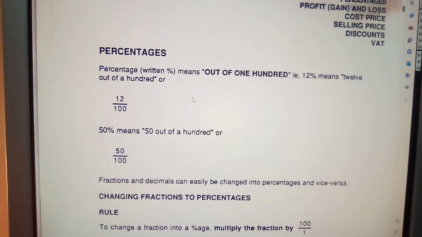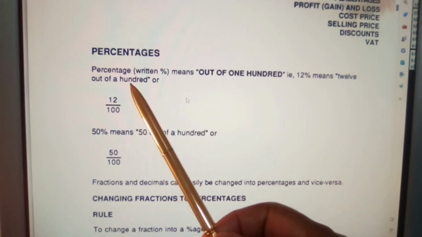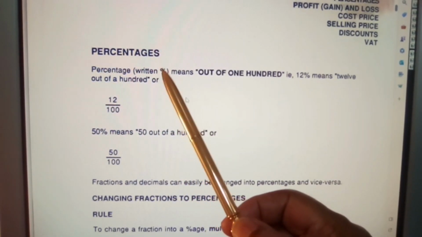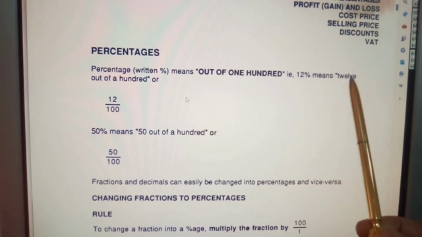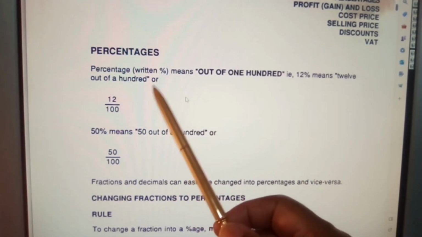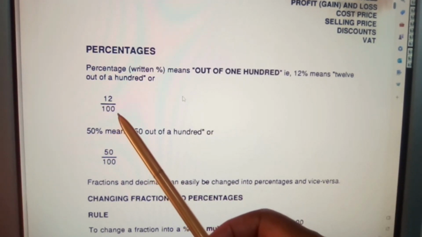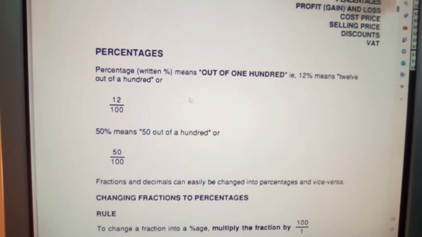Now percentage, written as it is here, means out of 100, i.e. 12% means 12 out of 100 or 12 over 100. Now we can write this a different way.